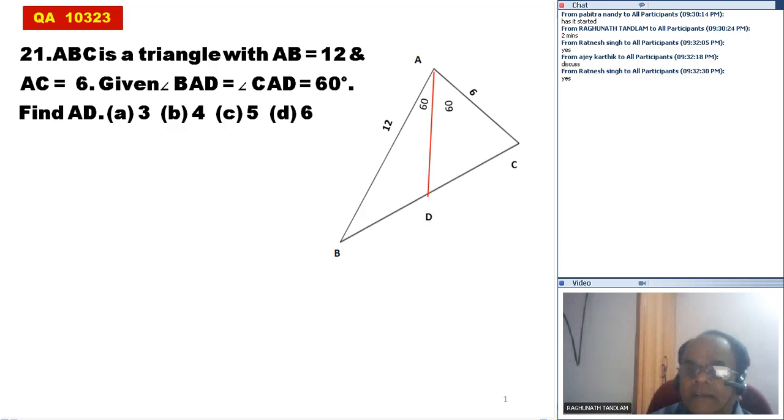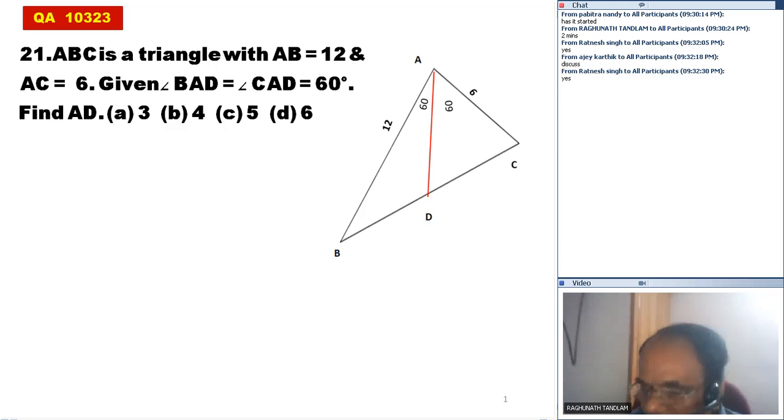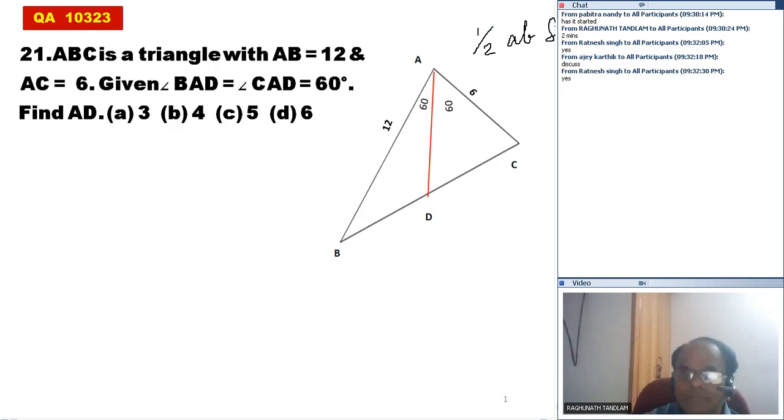Right. What's the area of a triangle? Half base into height, root of s into s minus a into s minus b into s minus c, half ab sine c. We know that the area of a triangle is half ab sine c. Yes or no? Do we know this or not? Let's see the board.